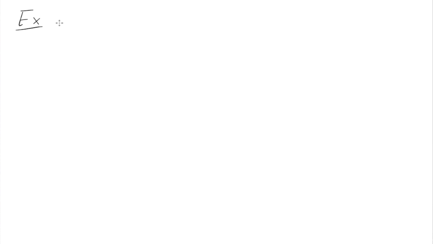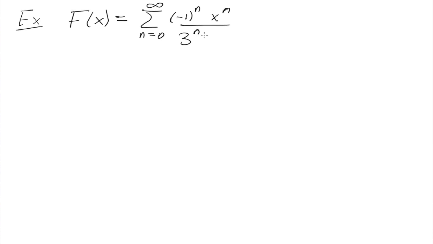How about, let's say f of x is the series n equals 0 to infinity of (-1)^n x^n over 3^n times (n plus 1). All right, so let's see what happens.